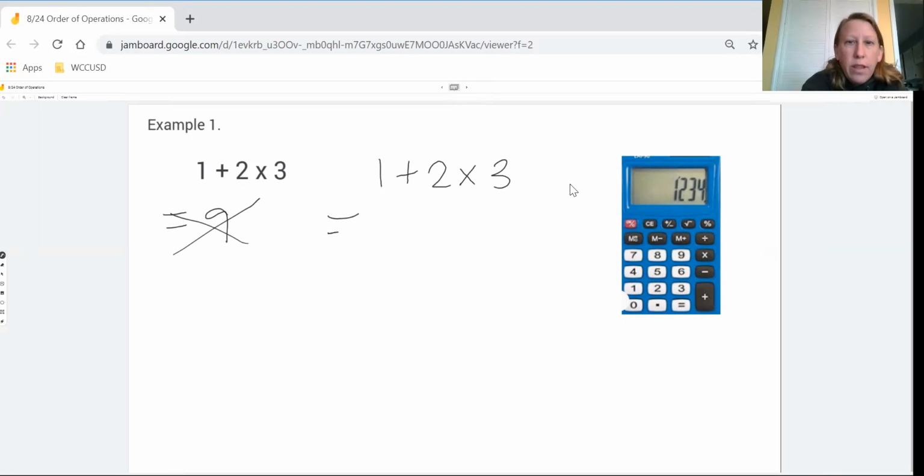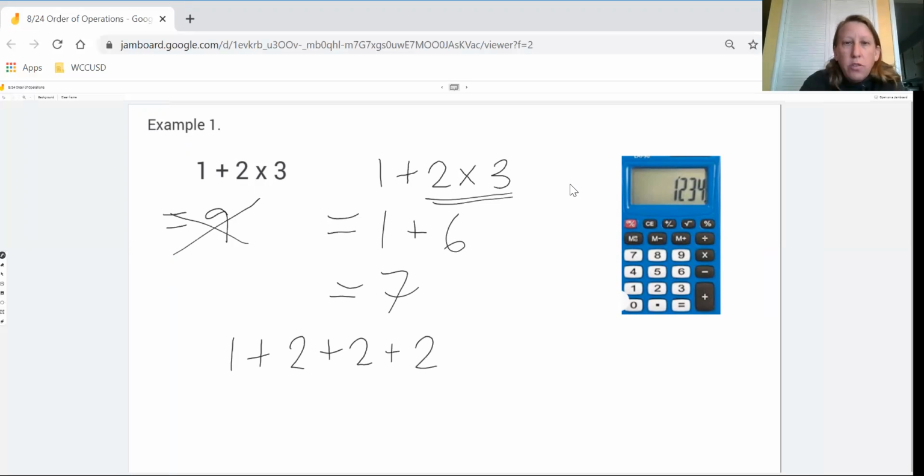We do this problem first. So we do 1 plus 6, which is 7. So again, why does that make sense? Because 2 times 3 is 2 plus 2 plus 2. 2 groups of 3 is 6. So that's why we do multiplication before addition.